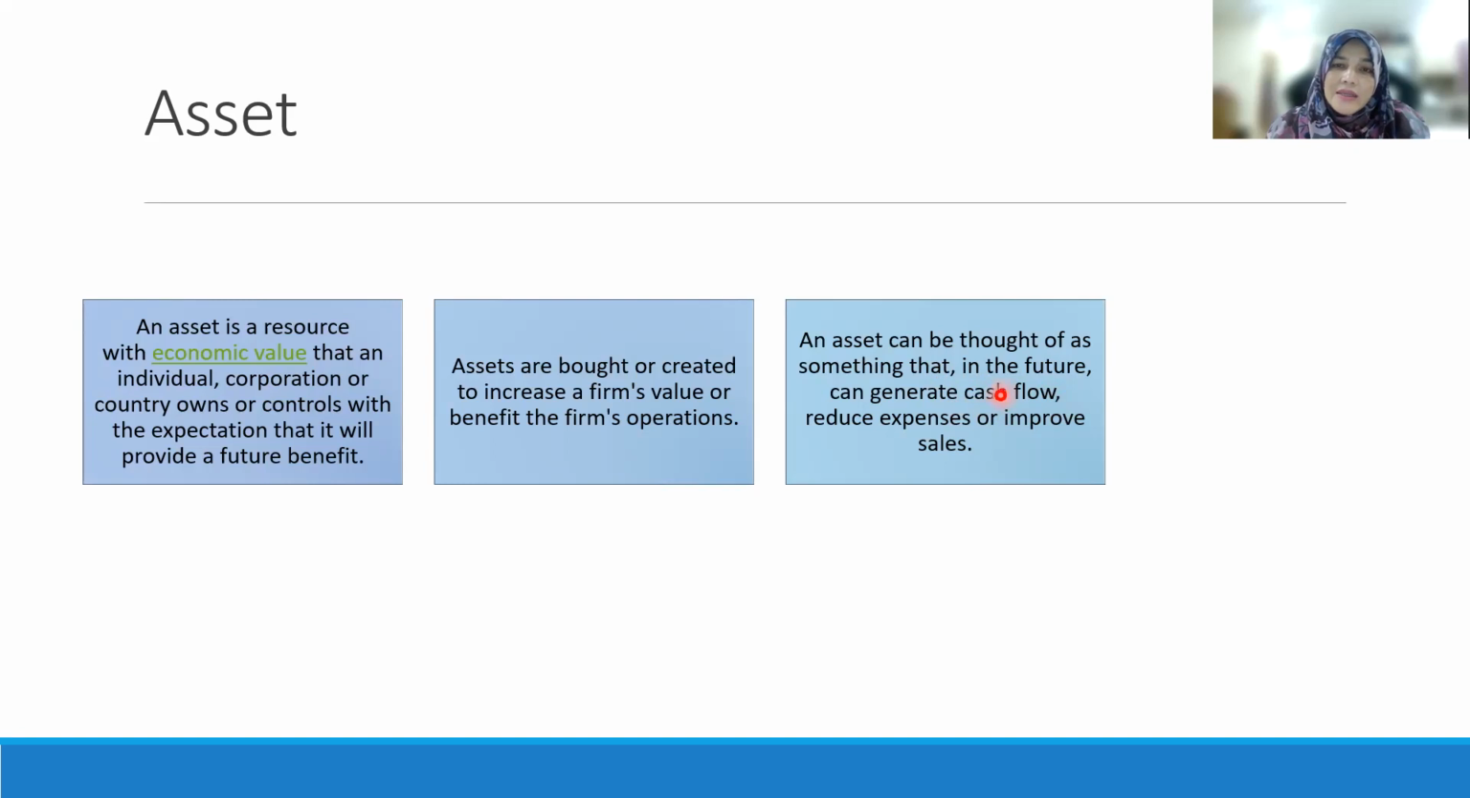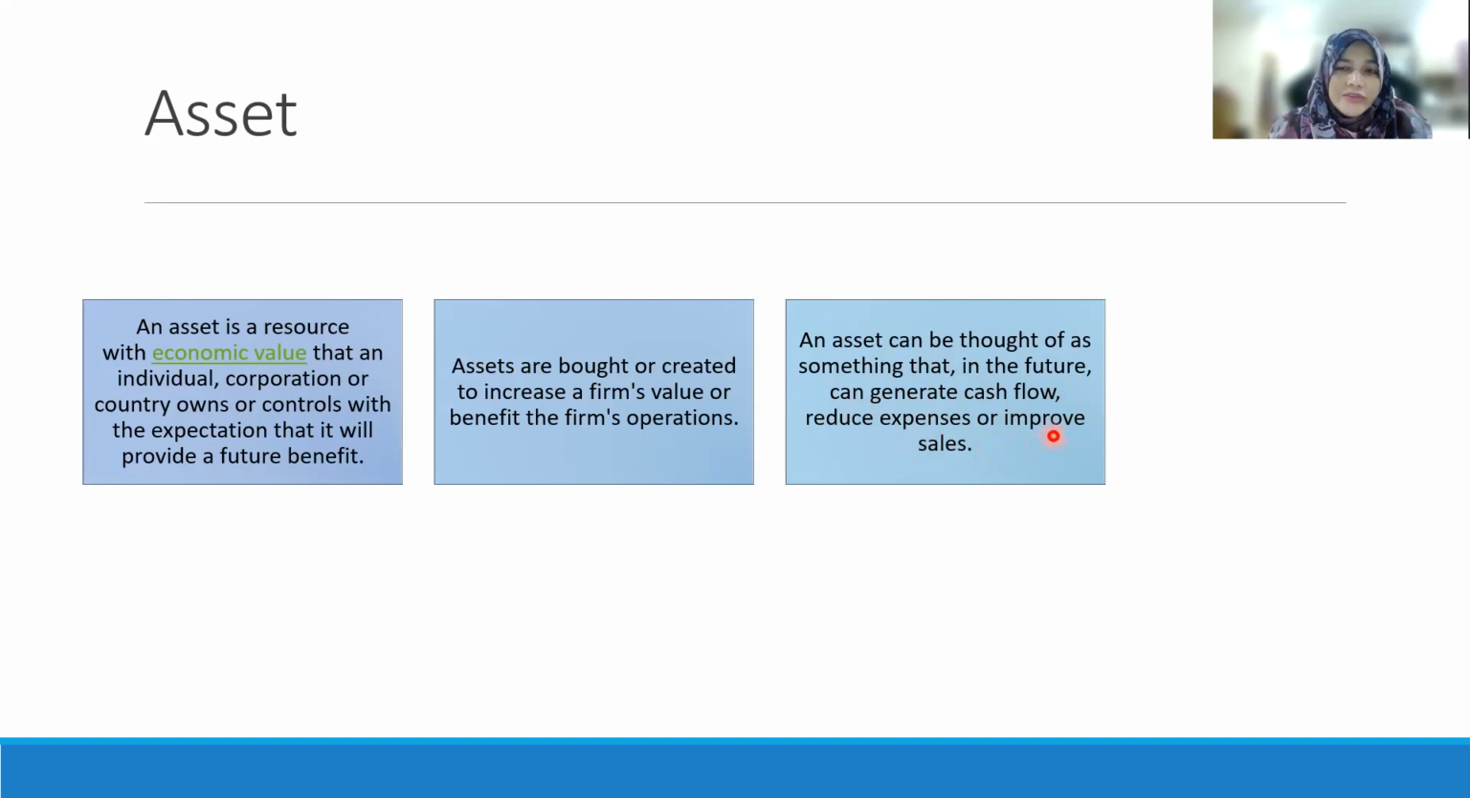Yeah. And then reduce expenses. What does it mean? By having their own machinery, they don't have to rent the machinery from other people, or the building. When they own the building, they don't have to rent the building from other companies, other people. So that will enable them to reduce their expenditure, right?